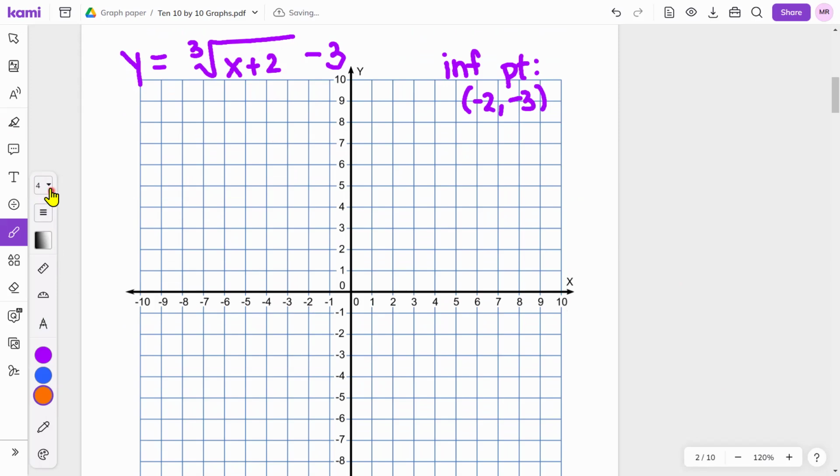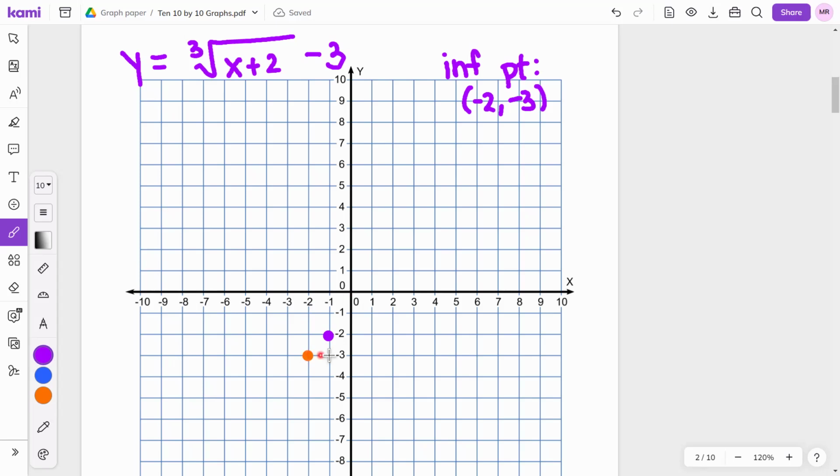And again, I'll do that one in orange, just so you can see where that point is. That's the one I'm always going off of. So I'm going to go negative 2, negative 3. That's my inflection point. Now from there, I'm just going to do basic cube root. So I'm going to go out 1. Cube root of 1 is 1. I'm going to go out the next amount, which was going to be 8.